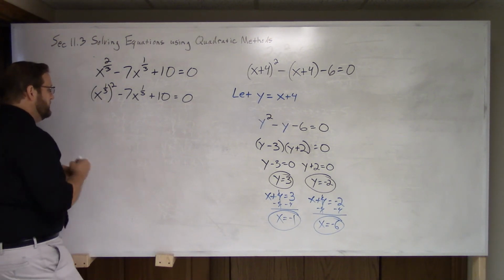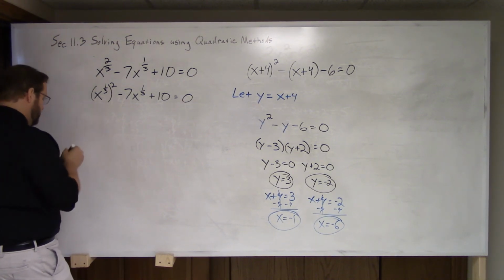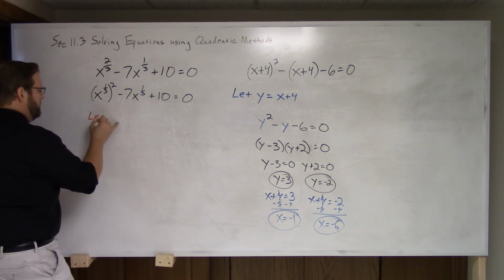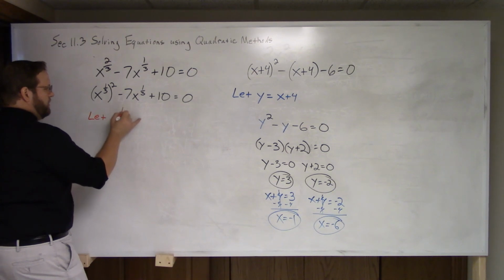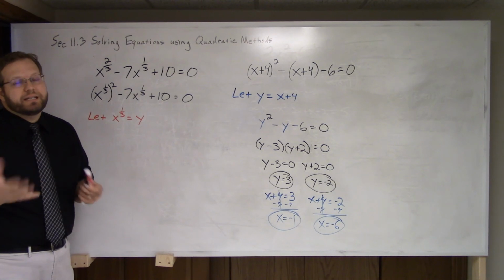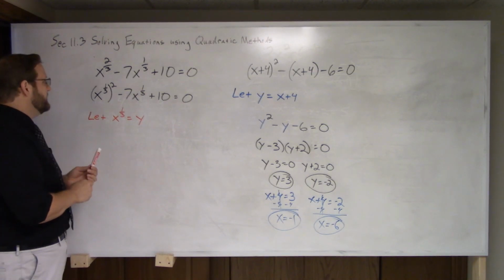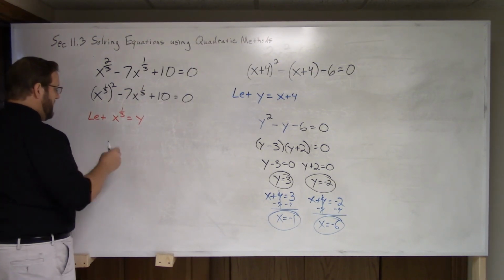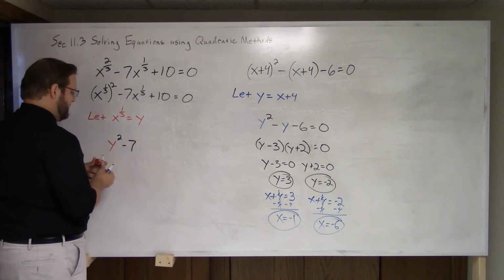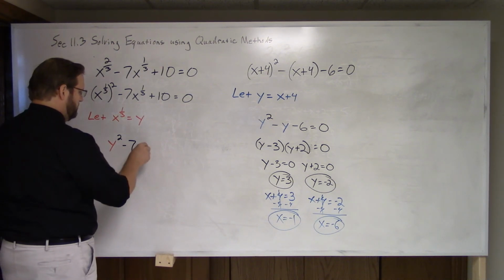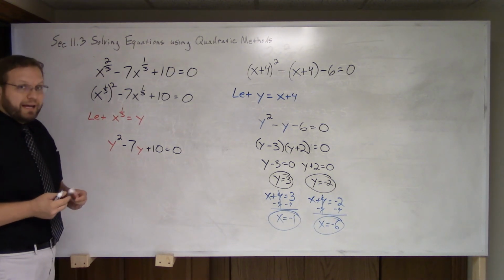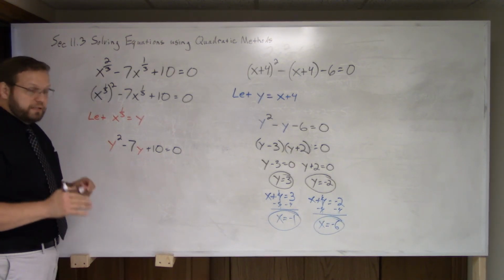Okay? Now what I'm going to do is use that let statement again. So let that x to the 1/3 equal, I'm going to say y. Again, use whatever variable you want, just not x because it's already there. So instead of x to the 1/3 squared, I'm going to say y squared minus 7y plus 10 equals 0. And now I have a very normal basic quadratic.